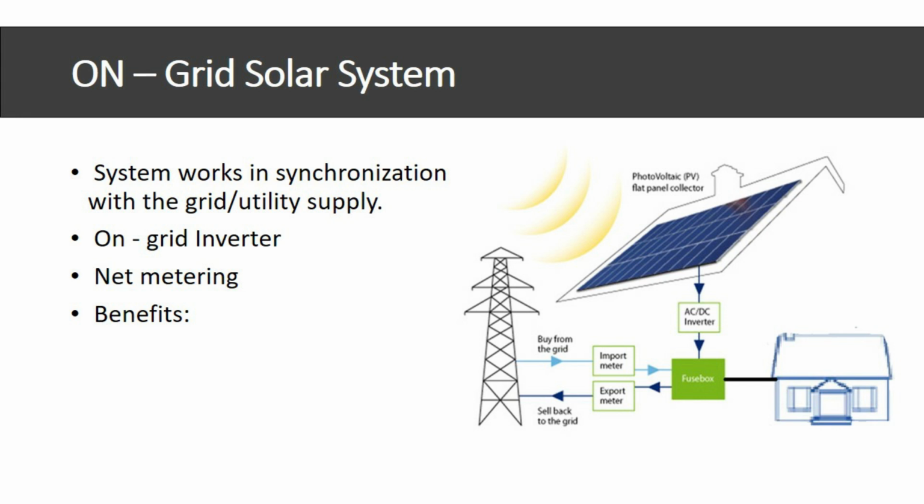So talking about on-grid inverter, this inverter is specially designed to work in synchronization with your grid supply. What it does, it generates output with reference to the grid input voltage and frequency. Now talking about net metering. Net metering is basically a policy or a service provided by the electrical distribution company which is providing you electricity.